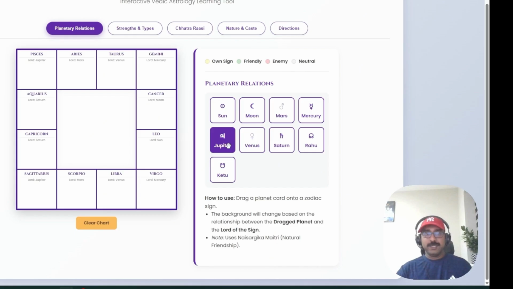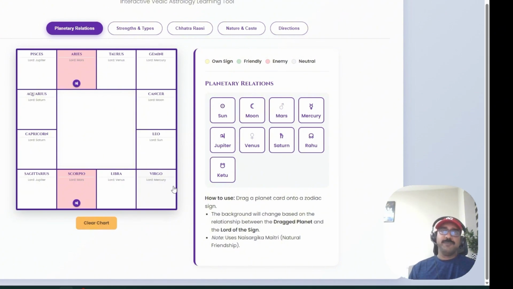And for Jupiter, all planets except Mars are friends. So if Jupiter is placed in Aries or Scorpio, that's not considered a favorable placement, and the rest are considered positive for Jupiter. So again, as I said, what we need to consider is the lord of the specific rashis. For Aries, the lord is Mars. For Scorpio, the lord is Mars. So if Jupiter is connected to these two, that's not considered a favorable sign.